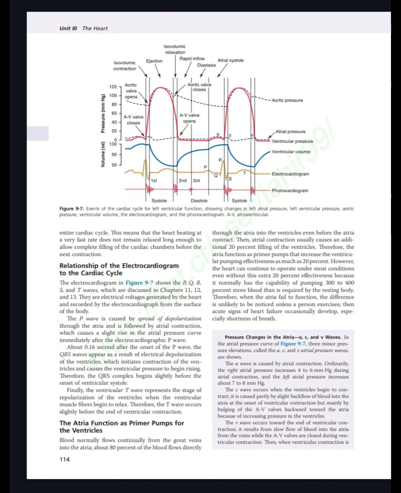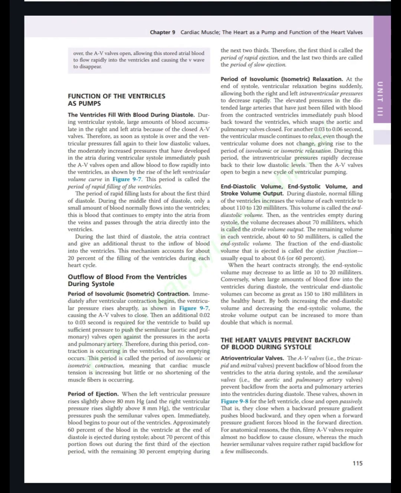Okay, start highlighting under this heading, function of the ventricle as pump. The ventricle fills with blood during diastole. During ventricular systole, a large amount of blood accumulates in the right and left atria because of the closed AV valves. Therefore, as soon as the systole is over and the ventricular pressure falls again to the low diastolic value, the moderately increased pressure that developed in the atria during ventricular systole immediately pushes the AV valves open and allows the blood to flow rapidly into the ventricles.